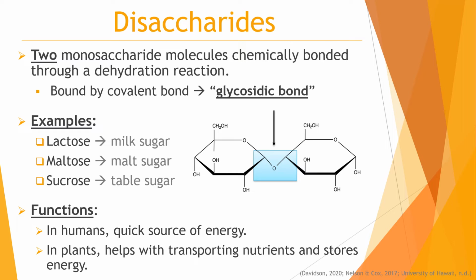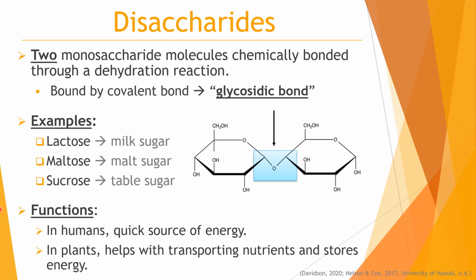Next, we have disaccharides. A disaccharide is where two monosaccharide molecules are chemically bonded through a dehydration reaction. Basically, during this reaction, a water molecule is lost and a covalent bond is gained. This particular covalent bond is called a glycosidic bond. And you can see over here in our illustration, in the blue box is that glycosidic bond. Here is monomer 1, and here is monomer 2. When they're bonded together, they create that disaccharide.